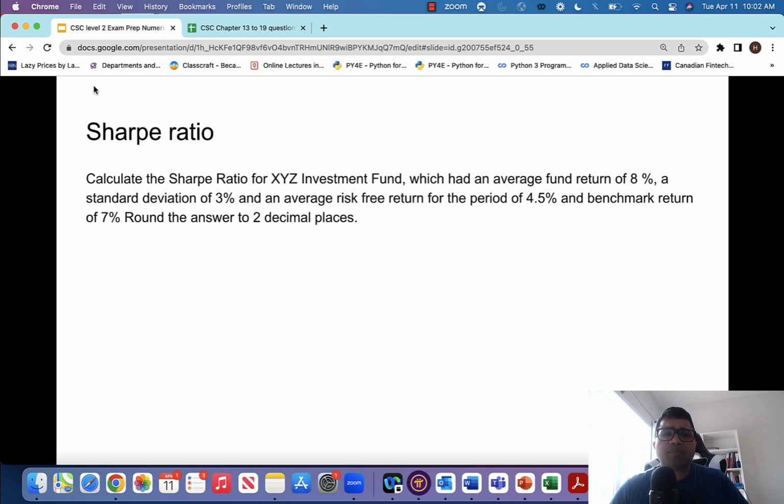Next, very important concept, Sharpe ratio is present all throughout this level 2. So it comes across multiple chapters. So very likely to be asked questions about Sharpe ratio. So they're asking, calculate the Sharpe ratio for XYZ investment fund, which has an average return of 8%, a standard deviation of 3%, and a risk-free rate of 4.5%. The benchmark return is given as 7%. So Sharpe ratio is returns that are adjusted for risk. Let's see what the formula is and solve it.